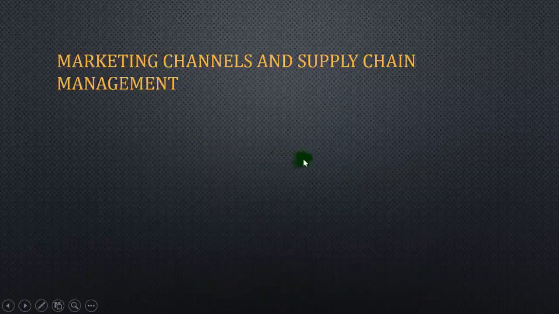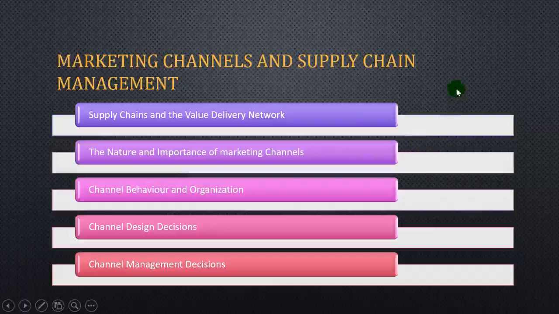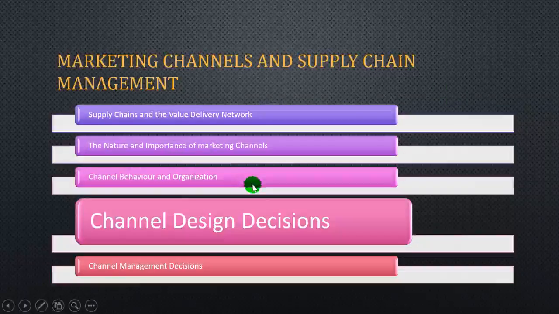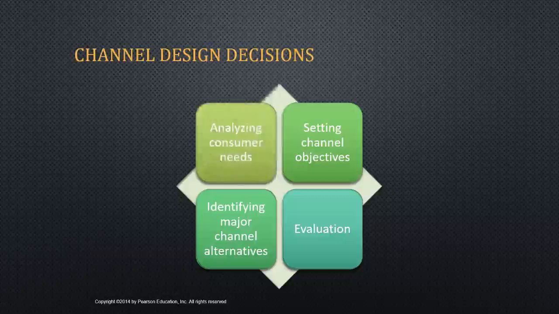So today we are going to continue the previous topic that we have been learning for two or three meetings so far: marketing channels and supply chain management. So what is the topic today? The topic is about channel design decisions. So what are channel design decisions? Before we go further, channel design decisions consist of four steps. I think we can mention them here.